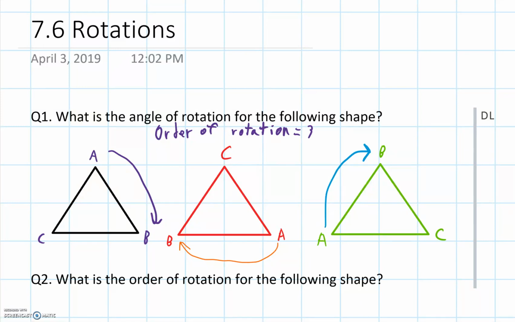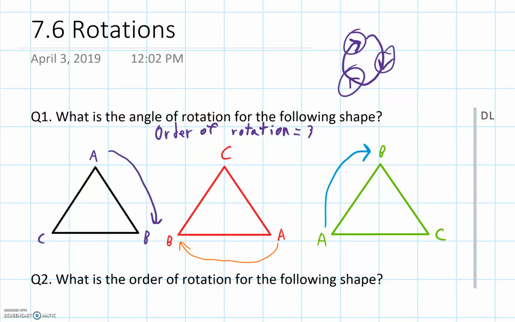And so it's basically asking, if you do a full and complete circle of rotating, how many times will you get a complete image? So in this case, we'll have one after the first third. One, two, and three. Okay, that's the idea. So we've got an order of rotation of 3.